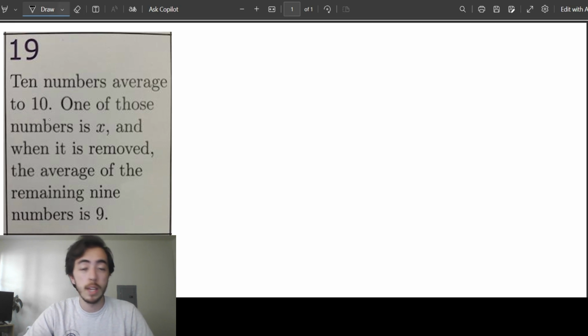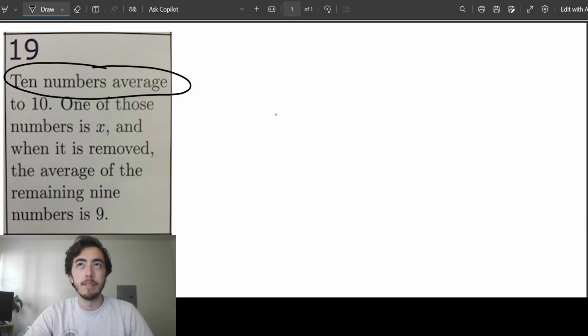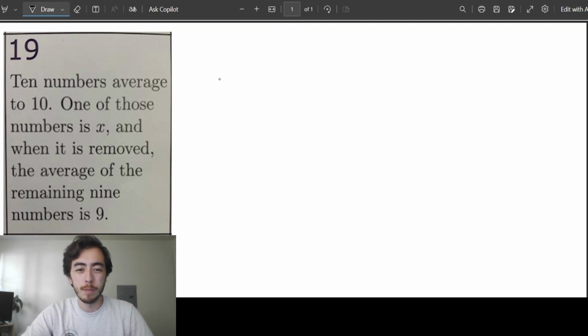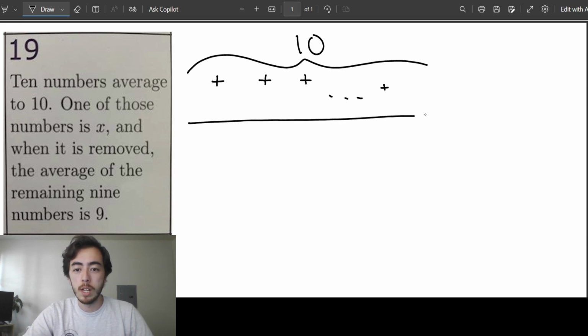So we have 10 numbers that average to 10. So that means that if I add up all of these 10 numbers and then divide by 10, we're going to get 10. So a lot of 10s, but you can imagine something plus another thing plus another thing plus another thing, and there's going to be 10 numbers right here. Once I add them all up and divide by 10, I'm going to get the average of 10.